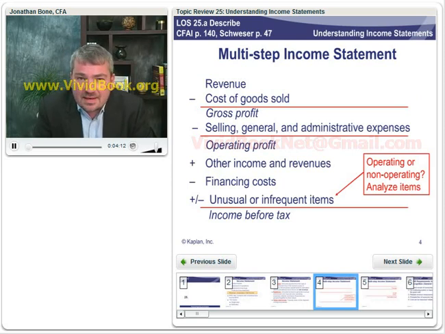Okay, we then subtract our day-to-day operating expenditure, known as selling, general and administrative expenses, and that brings us down to operating profit. Now, operating profit is the profit generated from our key day-to-day standard operations. We may find that we've got some other income and revenue coming into the company that isn't related to our core business activities. It could be dividends that you're receiving from other companies, for example.